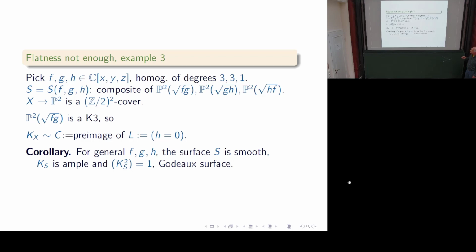It has nodes, I think there's nine nodes, but they get sort of smoothed out by the time we get to it. But that's a degree 2 K3 surface, so its canonical class is trivial. And so when I go all the way to X, its canonical class comes from the ramification where X maps to this K3 surface. So that's exactly the preimage of the line. So that means the canonical class is the preimage of the line.